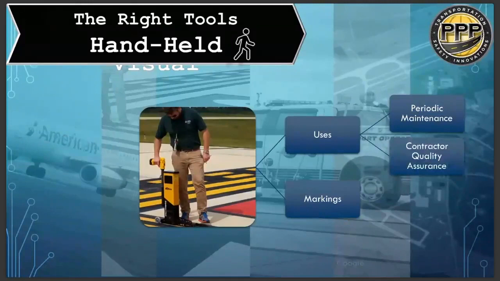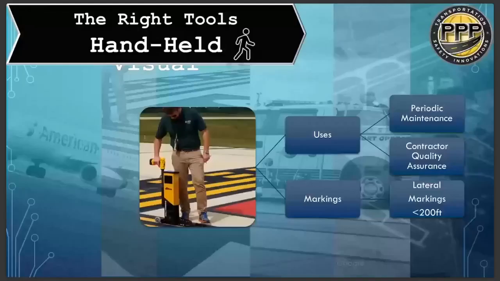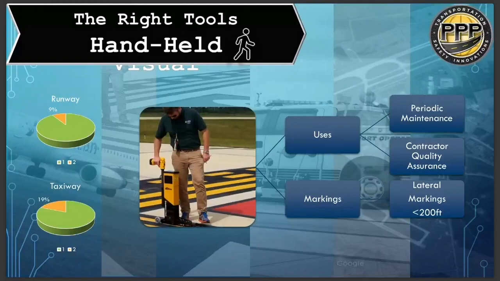A lot of times contractors self-certify in some situations. But this gives you a chance to go back out there and say, okay, I knew it didn't look right. Here's the readings. Now it's not just you saying you're not happy with it, you actually have a number to show them. Also, this is an excellent tool for lateral markings of less than 200 feet. We'll explain that in a moment, but you can do longitudinal markings as well. But it just becomes slower, but it is an excellent tool for your smaller markings.